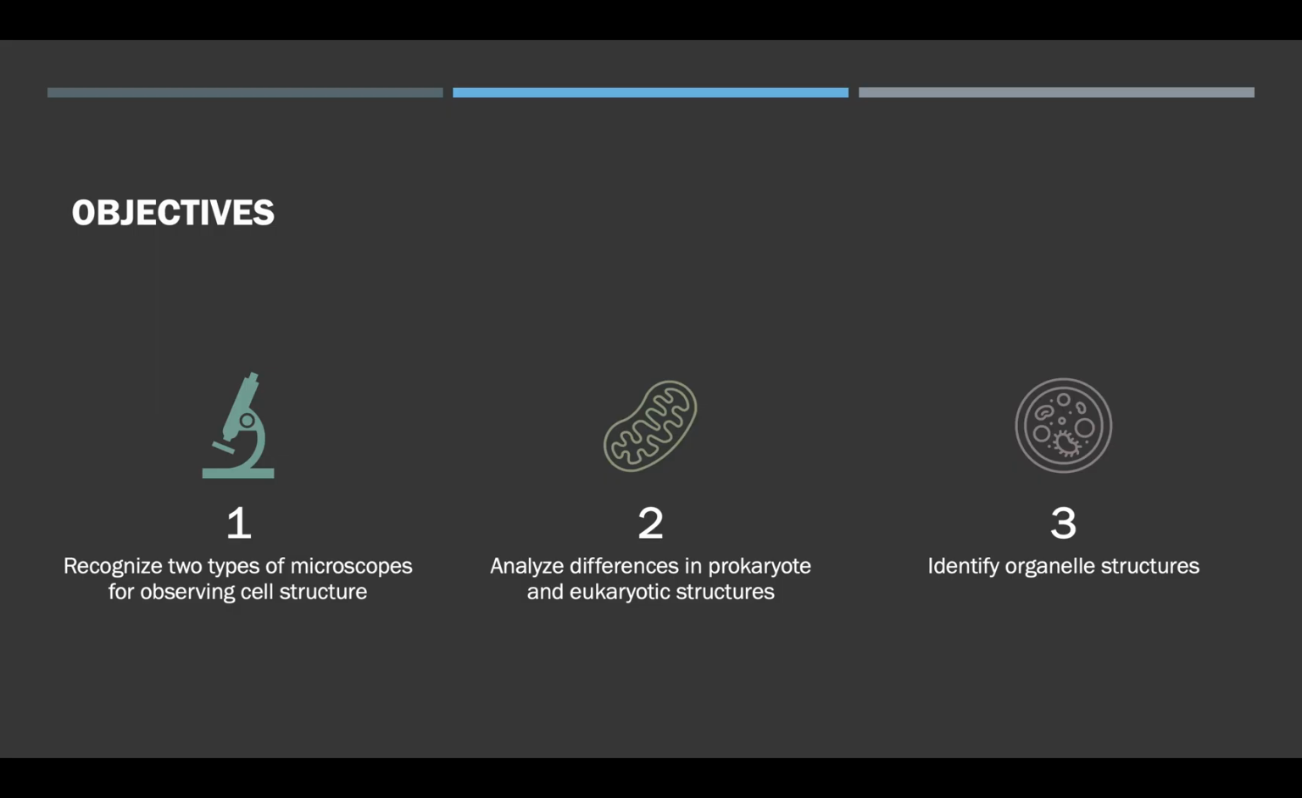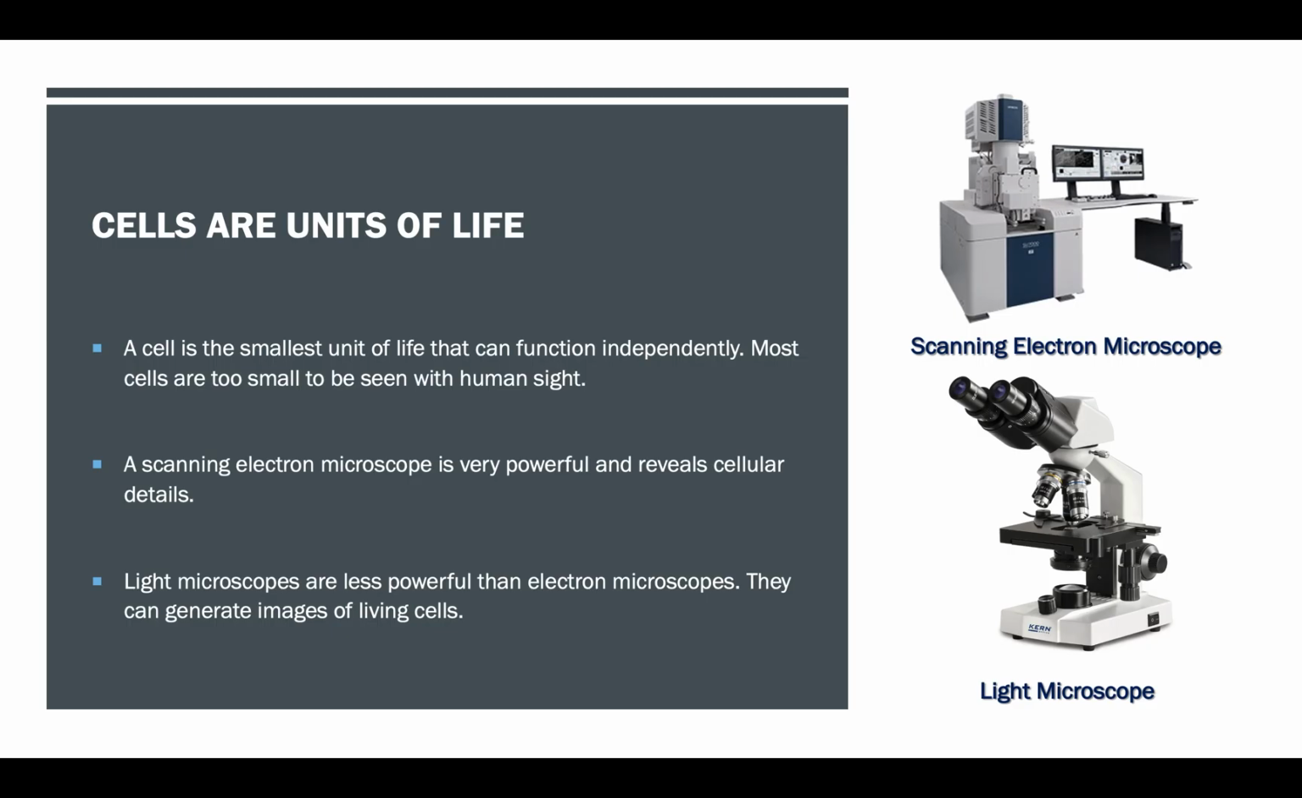So as always, we're going to start off talking about our objectives. This chapter has 3 objectives, and remember the chapter is about cell structure. The first objective is to recognize 2 types of microscopes for observing cell structure. The second is to analyze the differences in prokaryote and eukaryote structures. And the third is to identify organelle structures within cells.